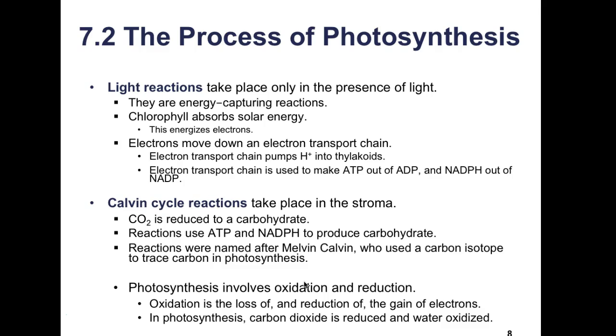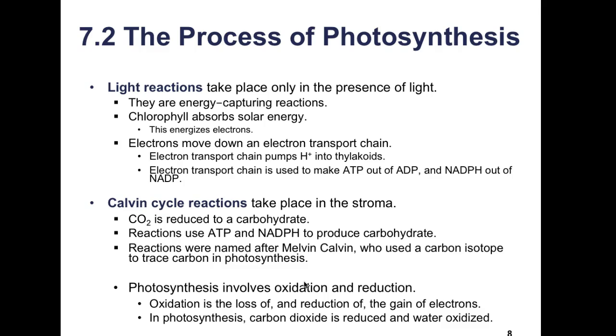So in the process of photosynthesis, there are two parts, the light reactions and the Calvin cycle. The light reactions take place only in the presence of light energy. The energy is going to be used to energize electrons, and electrons are going to move down an electron chain. And as they move down the electron chain, hydrogen ions are going to be pumped into the thylakoid compartment. And then the electron transport chain is used to make ATP out of ADP, that's chemiosmosis, and you get an electron carrier out of there called NADPH.